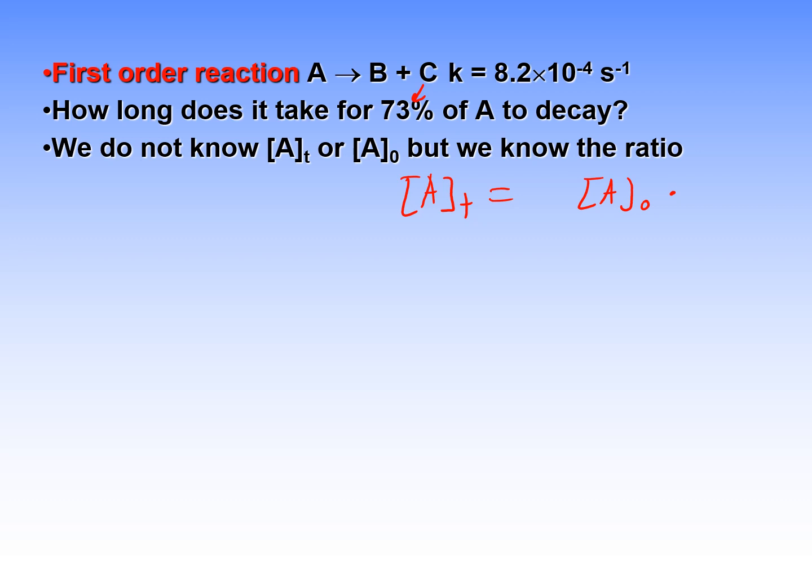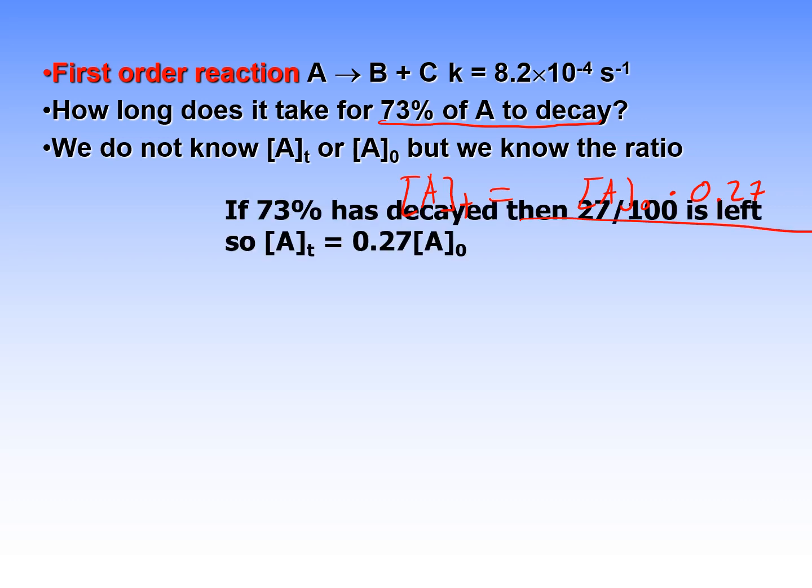Now, here's where things can get a bit tricky. A_t is how much is remaining, and 73% in this problem decayed. So that's not how much is remaining. 73% is not what's remaining. It's 27% that's remaining. So I'm going to multiply by 0.27 because 27% is 0.27. Now, with this relationship, I can plug into my equation and solve.